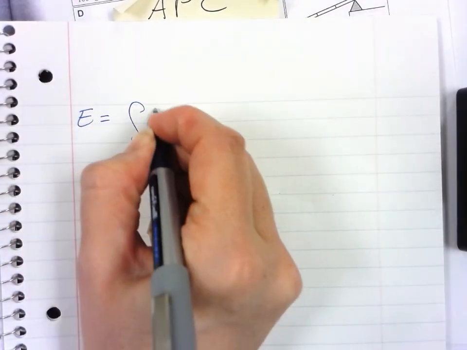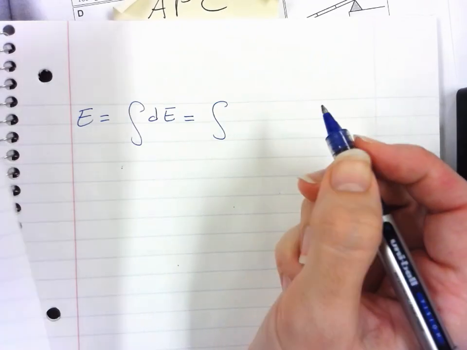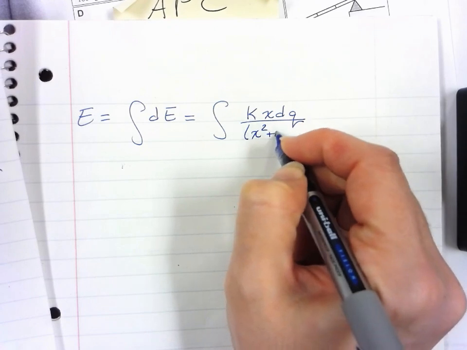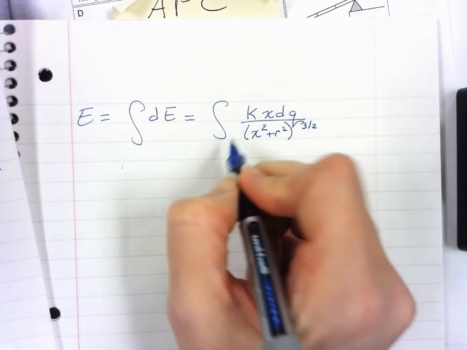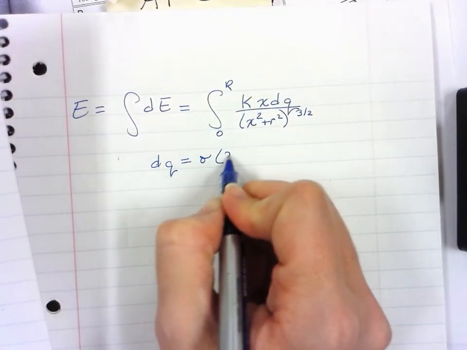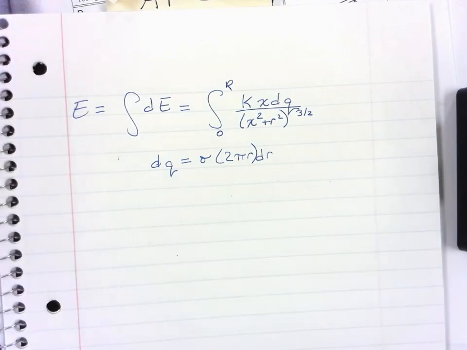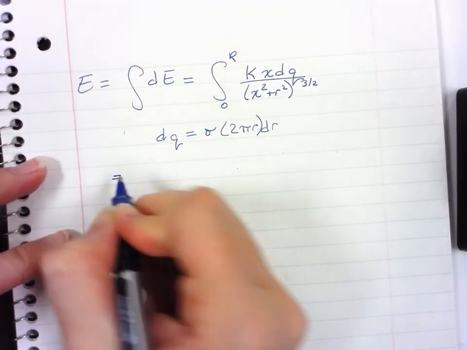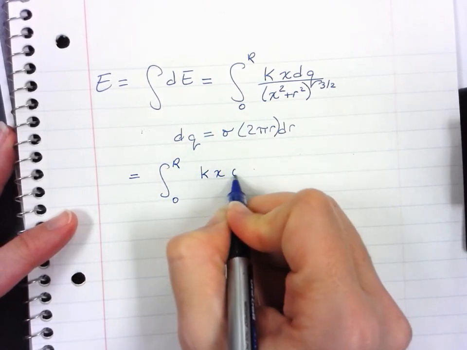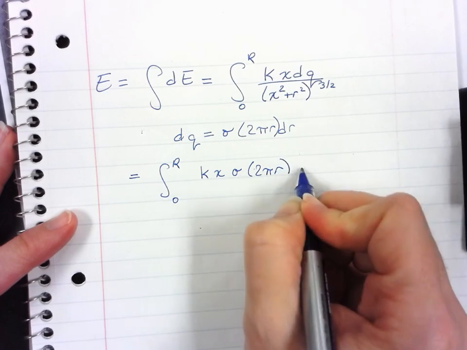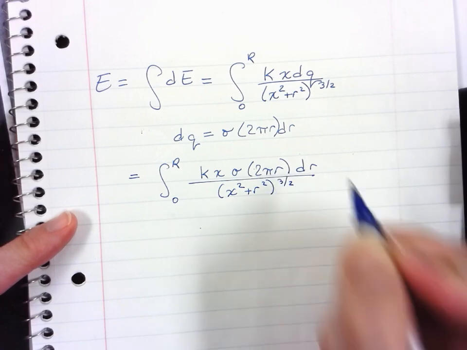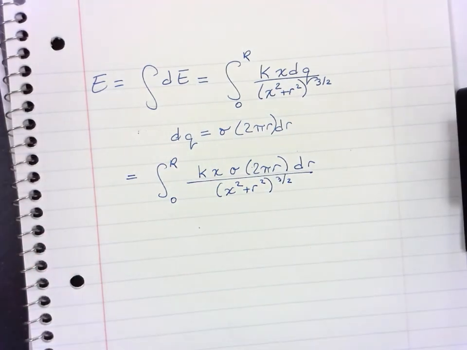E equals the integral of dE equals, and I'm going to copy the first dE, kx dq over x squared plus little r squared to the 3/2 power, where we need to go from 0 to big R. And then dq equals sigma 2 pi r dr. So we put these together to get the integral from 0 to big R of k x sigma 2 pi little r dr all over x squared plus r squared to the 3/2 power. So now we just have to integrate this.